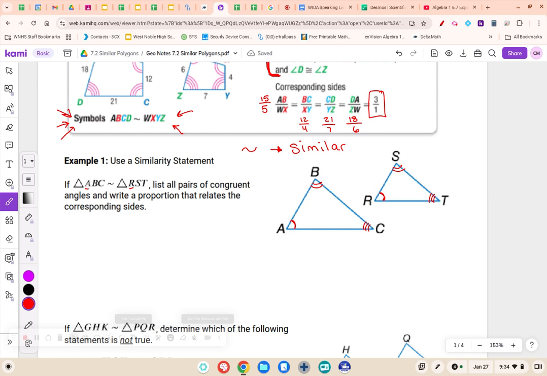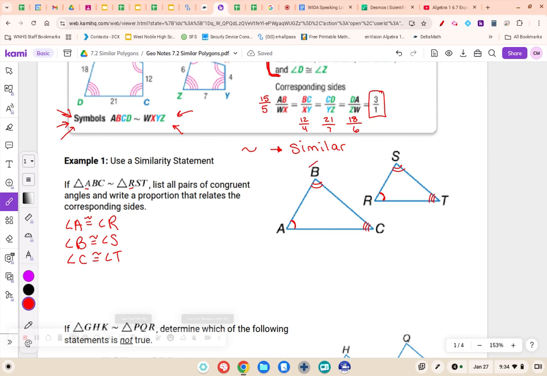So I can write these things out. Angle A is congruent to angle R. Angle B is congruent to angle S, and angle C is congruent to angle T. Remember, angles are still congruent. Side lengths are similar. We have to set up a proportion. They aren't equal to each other, okay?